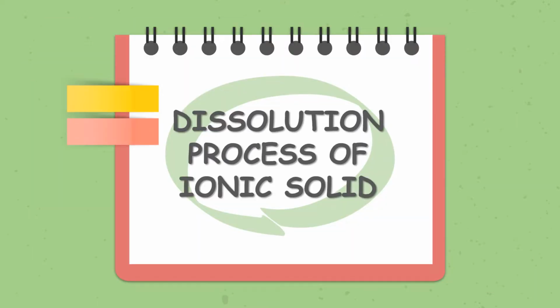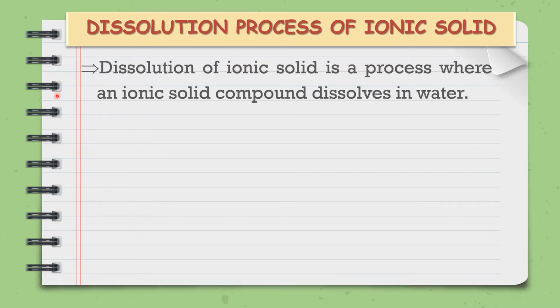Dissolution process of ionic solid. Dissolution of ionic solid is a process where an ionic solid compound dissolves in water. Okay, so what is the example of ionic solid compound? The common example is NaCl. So our NaCl exists as solid. When we put NaCl inside water, inside a solvent, it will dissolve and it will form its ion.